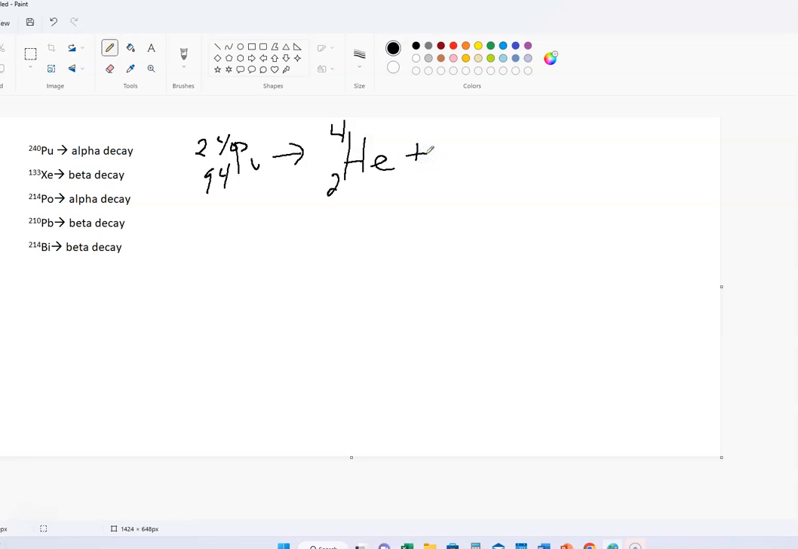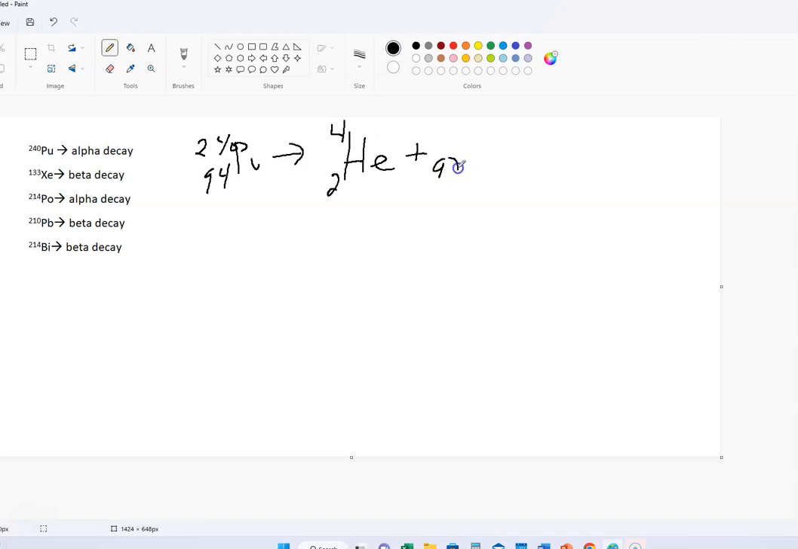All right, so we're going to have some element where, it's really simple, you just take the subscripts on this side of the arrow, which is 94, which have to add up to the subscripts on this side of the arrow, right? The same thing with the superscripts. The 240 has to add up to 4 plus some number, and so that's really easy. And so this one of course would be element 92.